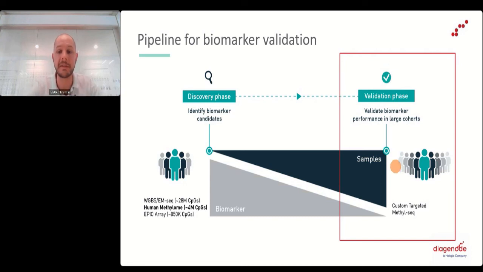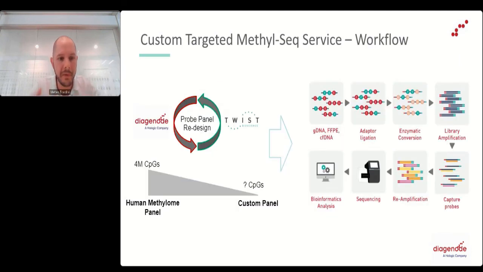And how is this practically done? Once we have performed the screening with the human methylome, together with Twist, we will redesign the panel, going down, reducing from the 4 million CpGs to the specific number of CpGs that have been shown to be very important.